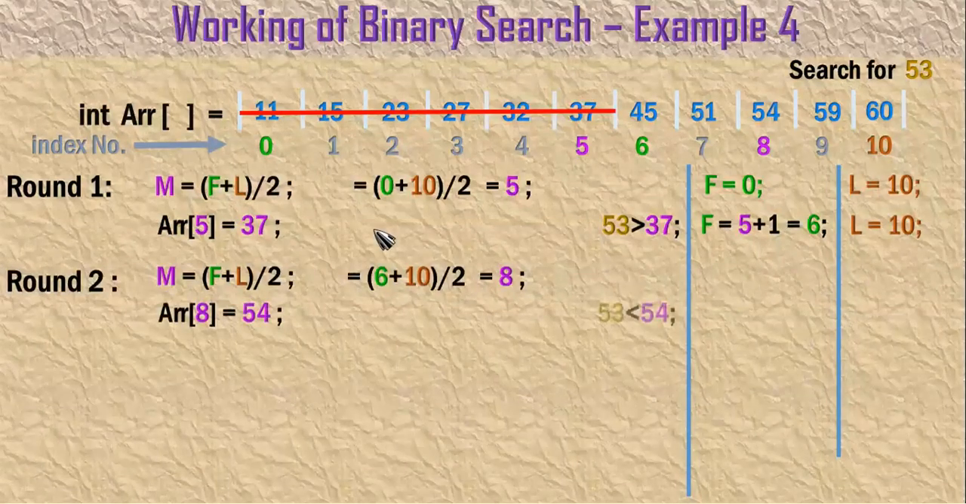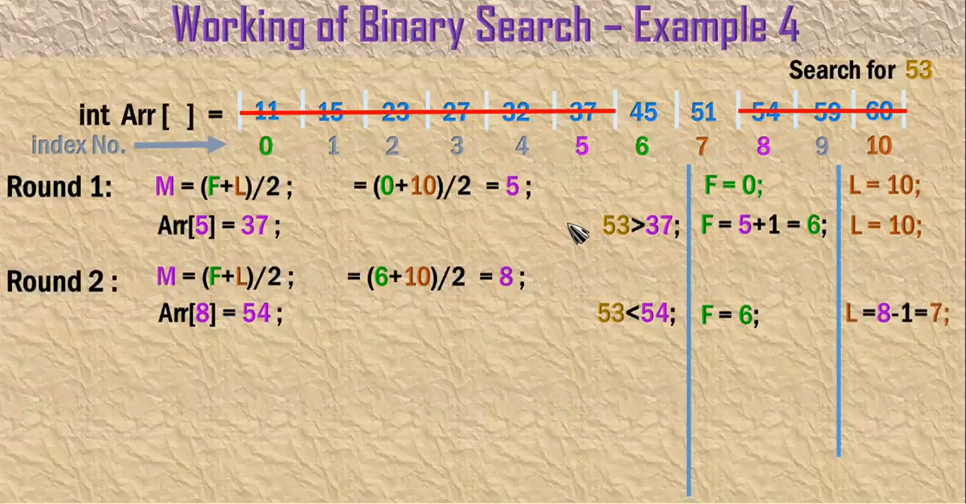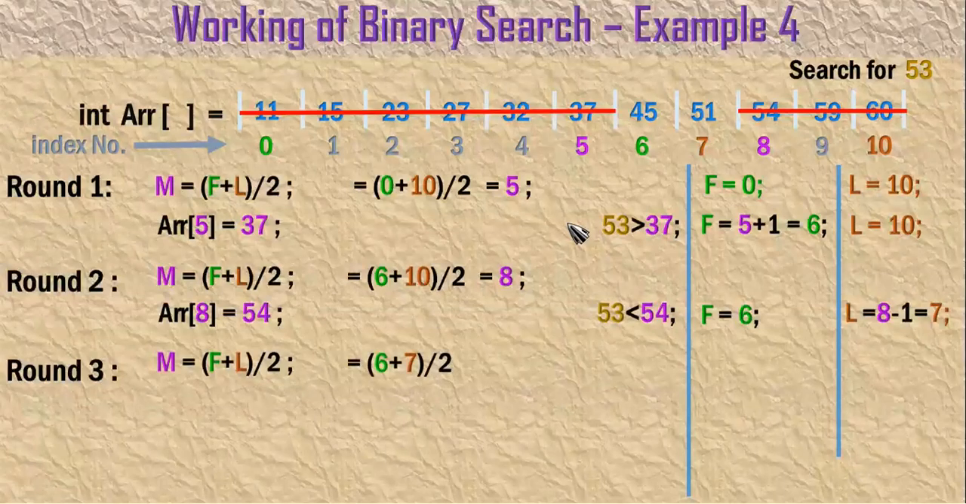At index 8, 54 is available. 53 is lesser than 54. So the second half will not get searched. Now the first index remains the same. Last index is middle index minus 1. So that is 7. So at round 3, 6 plus 7 divided by 2 is 6.5. So it will take only the integer, that is 6.